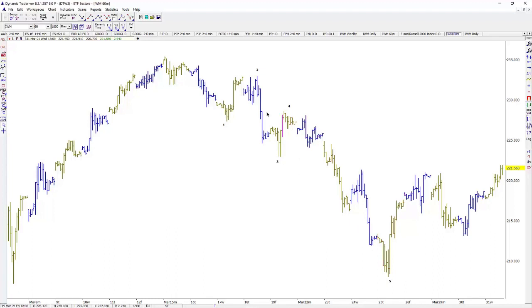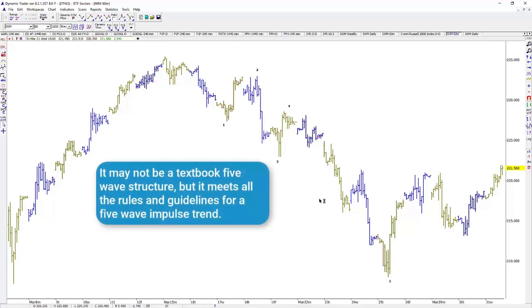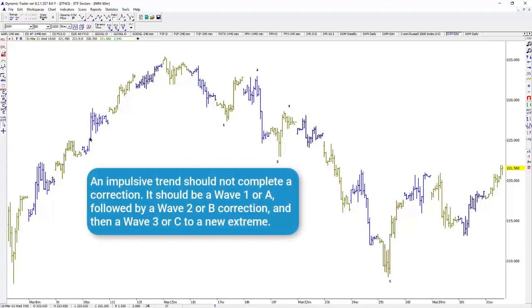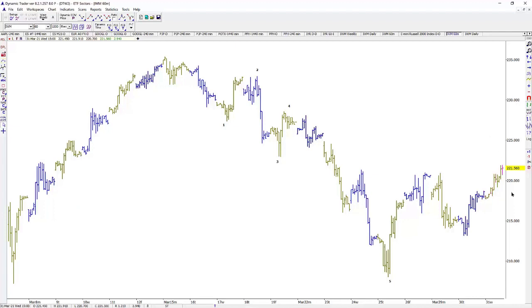So I suppose we could break this down in different ways. Maybe this is the 1 and the 2, and then a 1, 2, 3, 4, 5, something like that. The point is, it's impulsive. We can show it as an impulsive trend down, and it should not be the end of a correction. That's what's important. So our objective at this point in time is to identify the end of what will be a wave 2 or B correction, because when that's over, the bear trend should continue to a new extreme, whether it's going to be a wave 3 or a wave C.